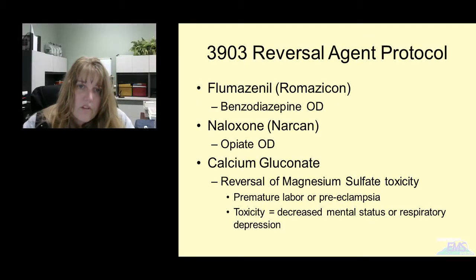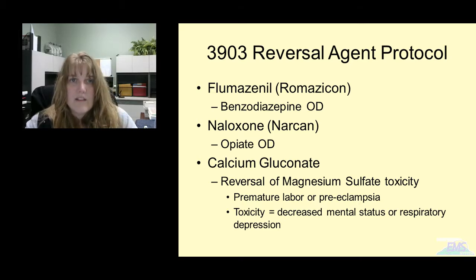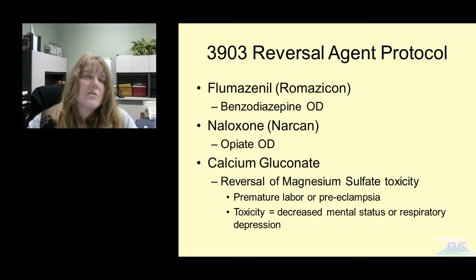Now, each of those reversal agents works for a different item. The one we're most familiar with is the Narcan, and it does work for opiate overdoses. But the 2 that we're less familiar with, or see less commonly, include flumazenil, which the other name for that is Romazicon, and that is used specifically in the case of a benzodiazepine overdose. We're looking at someone who's overdosed on Valium or Ativan, for example.